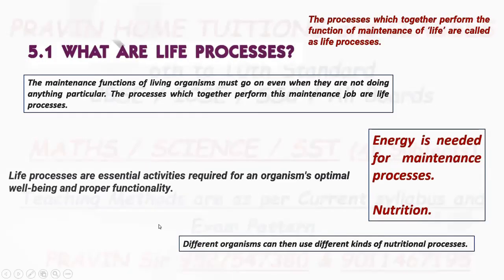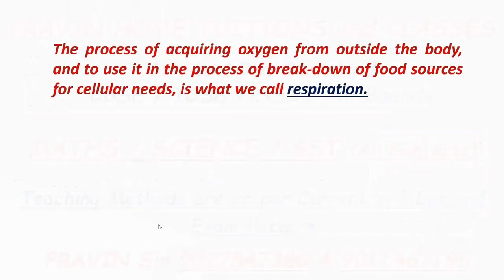First, nutrition. Nutrition means energy is needed for the maintenance process. First thing, energy is needed, and energy we get from the nutrition process. And nutrition means digestion of the food we eat. Second process is respiration, breathing.